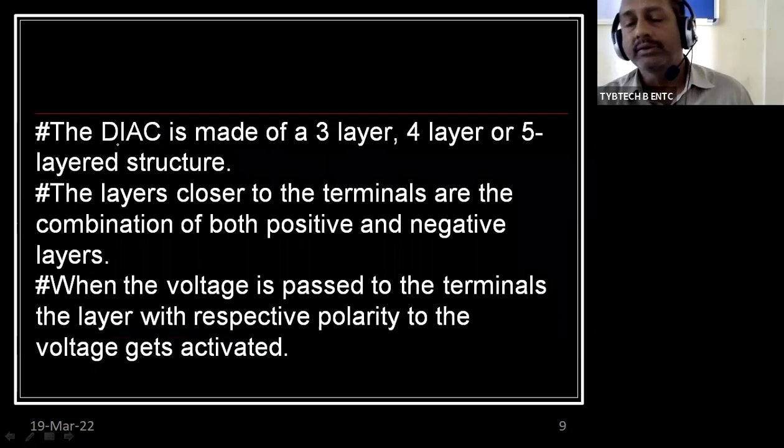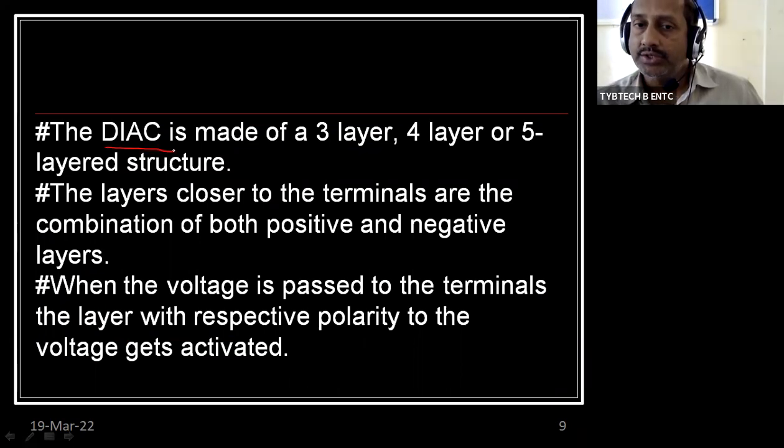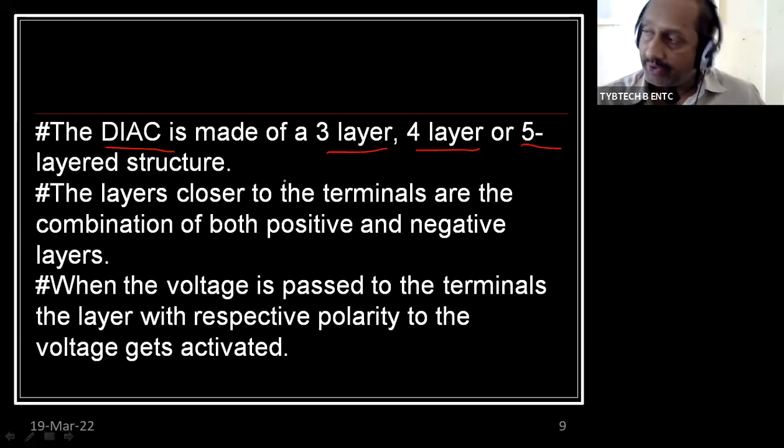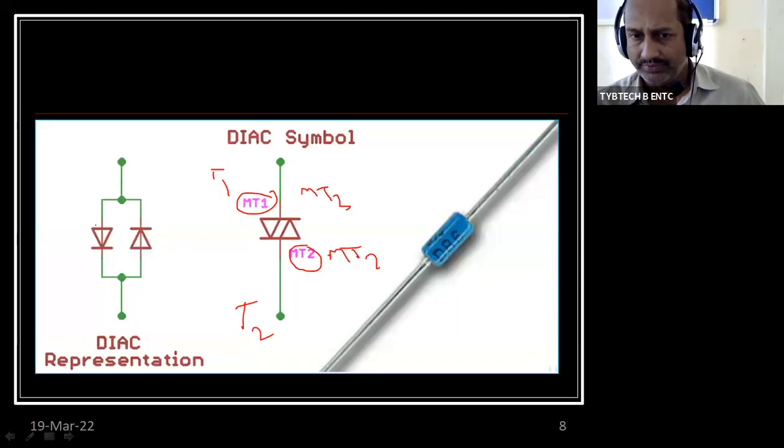Now here again is a conflicting question. The DIAC is made up of 3 layer, 4 layer, 5 layer. Any construction is possible for the DIAC, either 3 layer, 4 layer or 5 layer structure. But here we have taken the 5 layered structure only. The layers closer to the terminals are a combination of both positive and negative. So from here, this is positive and this is negative. From that it has been made. It is negative, it is positive. So they are connected to each other.